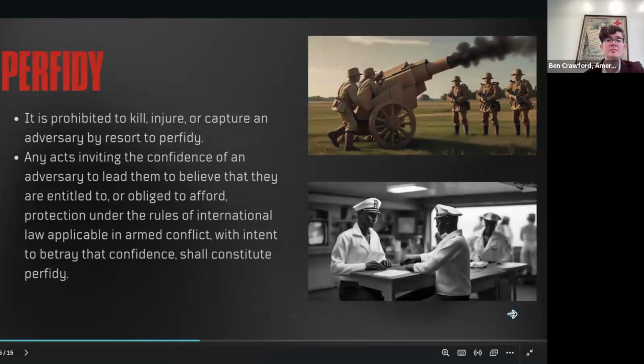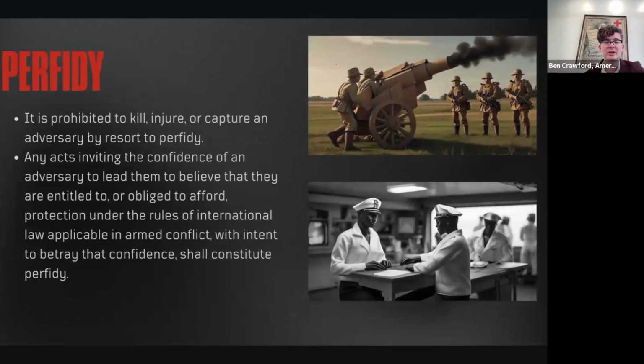Perfidy. It is prohibited to kill, injure, or capture an adversary by resort to perfidy. Any acts inviting the confidence of an adversary to lead them to believe that they are entitled to or obliged to afford protection under the rules of international law applicable in armed conflict, with intent to betray that confidence, shall constitute perfidy. In this way, the prohibition on perfidy has four elements: an act inviting particular confidence of the enemy, an intent to betray that confidence, a specific protection provided for in international law, and death, injury, or capture of the adversary.